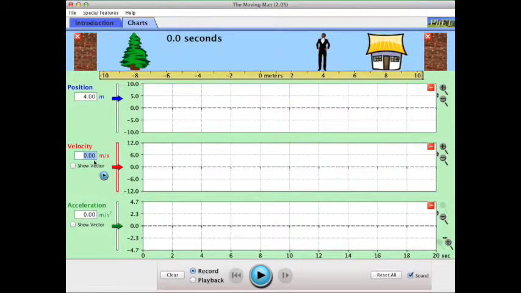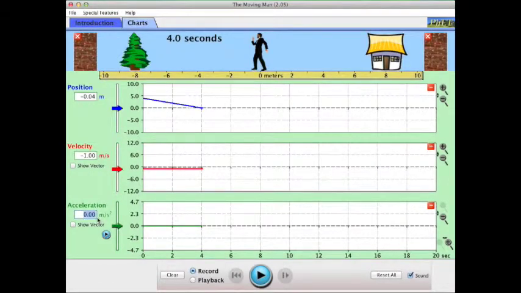We'll set him walking at minus 1 meters per second. That means he's moving 1 meter per second to the left. And we'll begin recording. So here we go. We'll click the play button. And he's moving happily to the left. Now he's reached the 0 point. I've just clicked pause after 4 seconds.